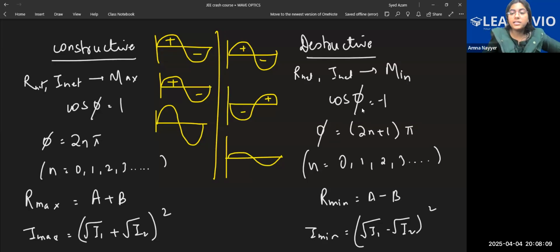Cos phi will be -1. So phi's formula becomes (2n plus 1) pi, where your n lies from 0, 1, 2, 3 and all you can exceed. R minimum will become A minus B and intensity minimum will become root I1 minus root I2 whole square. Tell me class, is it clear till here?